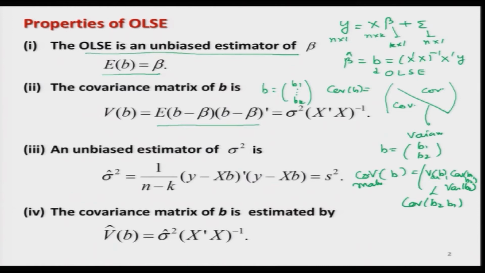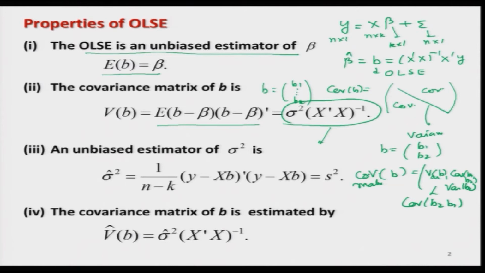So, the covariance matrix of the ordinary least square estimator is given by sigma square times (X transpose X) whole inverse. Here also you can see that unless you make an assumption that X has full column rank, you cannot obtain this unique inverse, and hence you cannot obtain this variance covariance matrix.